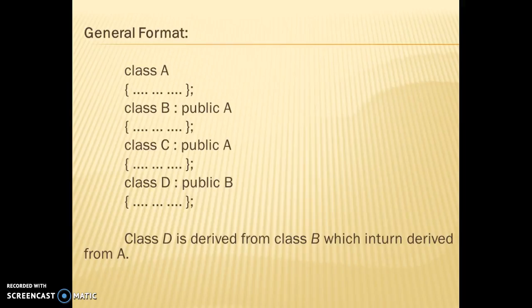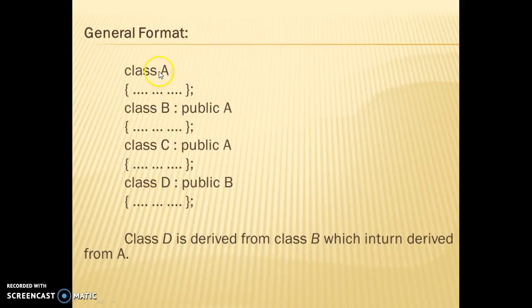Class A, Class B, Class C, Class D are given over here, whereas Class A is the base class, Class B and C are derived from Class A, and Class D is derived from Class B. Now you can see Class B is derived from Class A, so obviously the features of Class A are inherited by Class B. Class D is derived from Class B and the features of Class B are inherited by Class D.